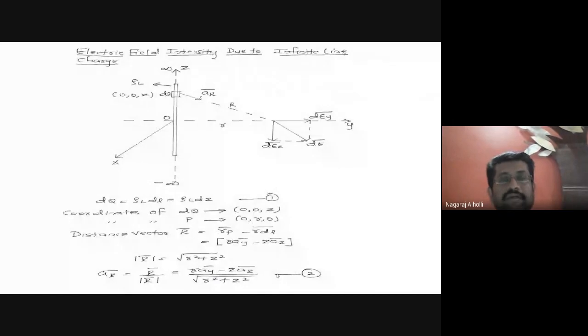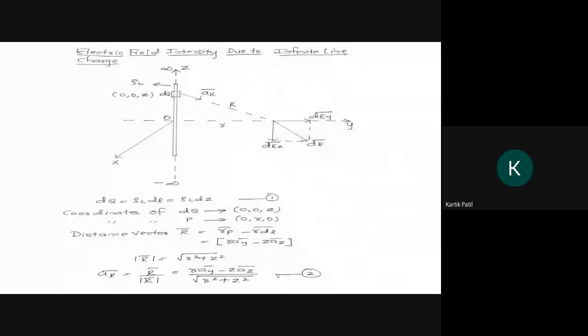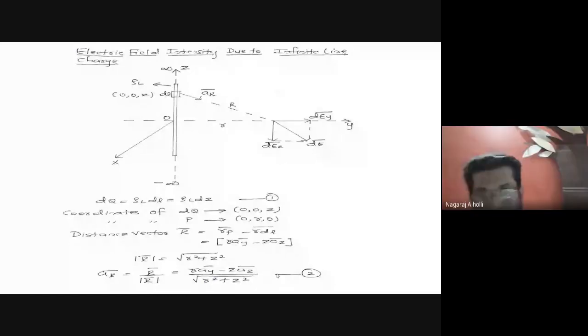Any difficulty in this derivation, students? Any difficulty here? Yes, please. Anything not understood in this derivation? Sir, the last part you did not get.